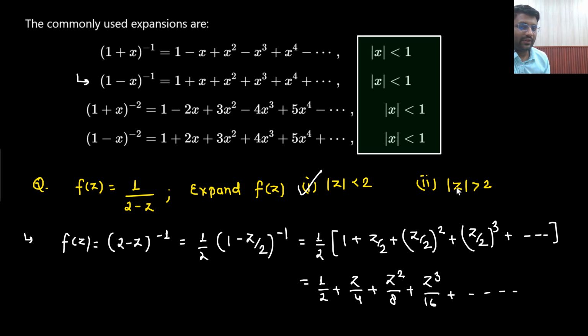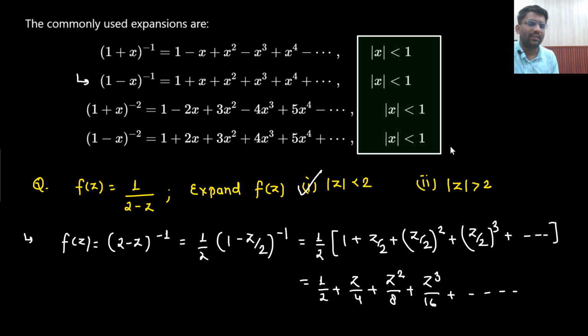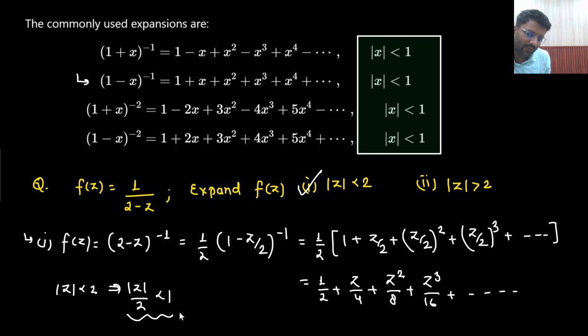For the other case, the scenario is mod of z greater than 2. But we remember the expansions for something less than 1. But they are asking mod of z greater than 2. Then what will I do? This was the answer of the first case, because I remember the expansion for something less than something. The first case was mod of z less than 2, so I could convert it into mod of z by 2 less than 1. So yes, I could apply this expansion.